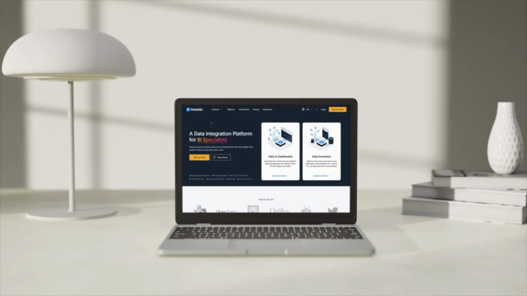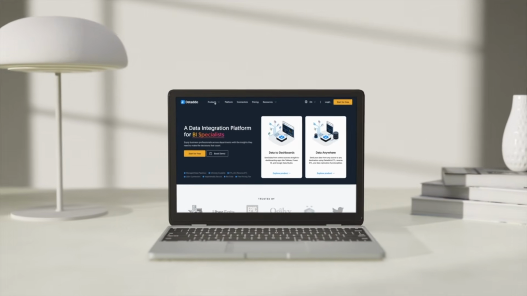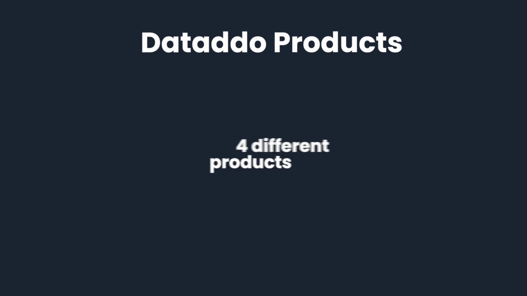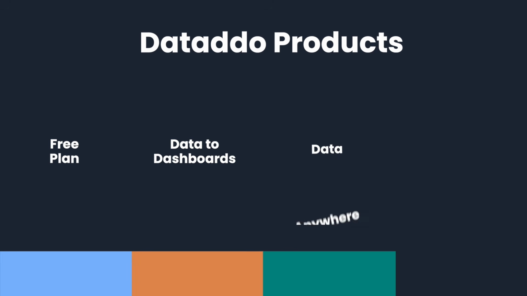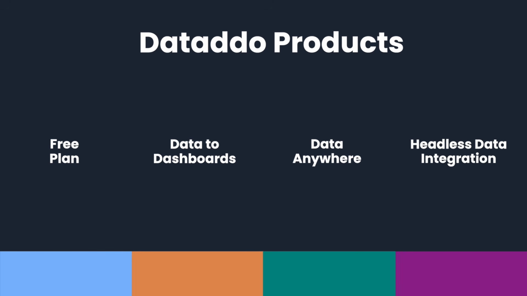In this video, we are going to look at a basic split of our products. Our goal is to describe all the benefits of our platform and help you choose the product which best meets your needs. A Dataddo platform consists of 4 different products: the free plan, data to dashboards, data anywhere, and headless data integration.